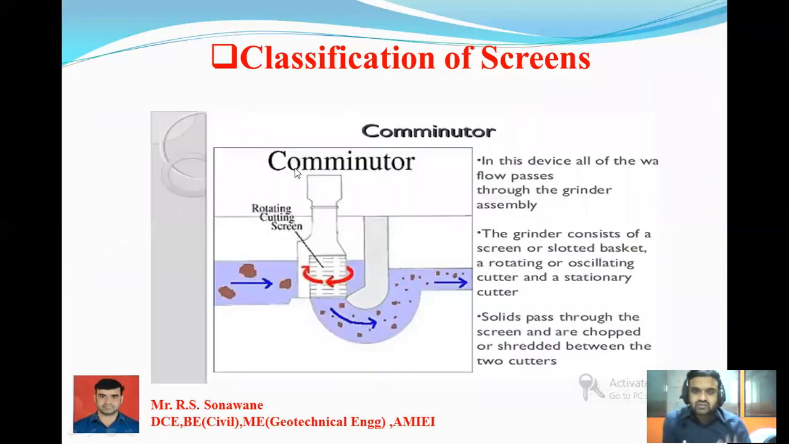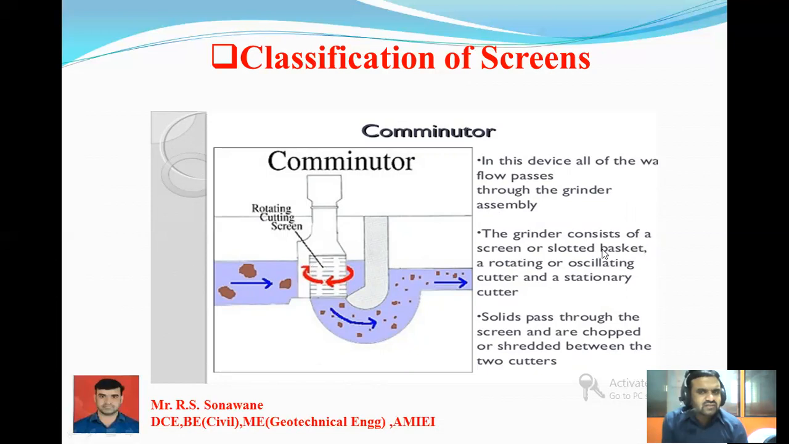Yes. Now the third classification of a screen is the comminutor. Here you can see a picture of the comminutor. There is a rotating arm provided here, and this is the flow direction. The sewage water flows through this rotating cutting screen, and after rotating in this direction, the remaining sewage moves on. All the wastewater flow passes through the grinder assembly.